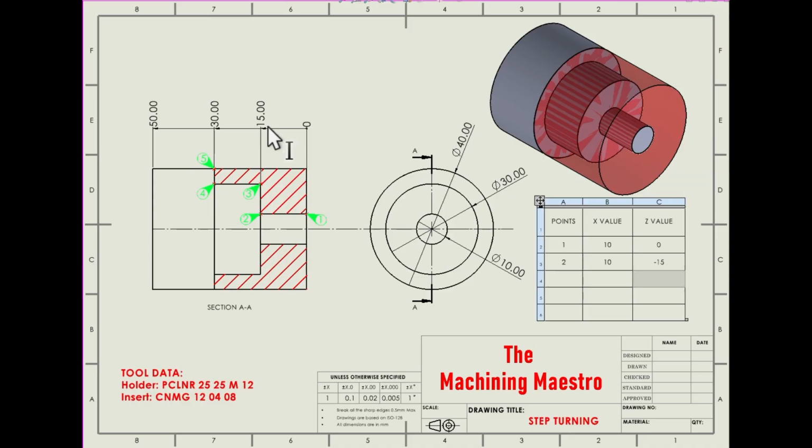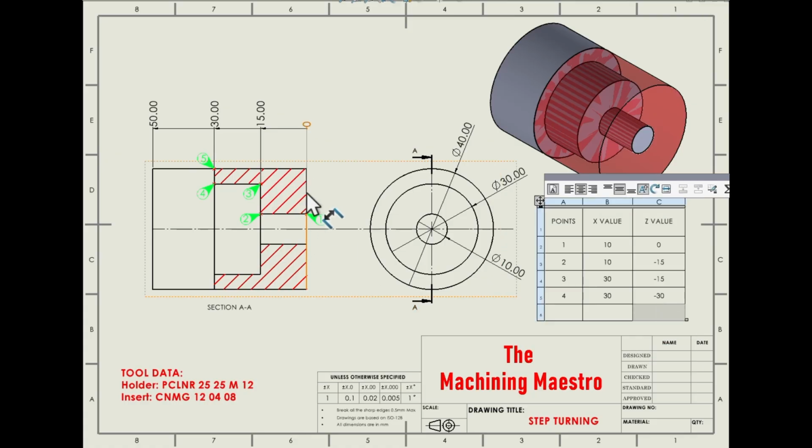Why am I writing minus? Because we are going in the left direction or negative direction, that's why I'm writing minus 15. Now coming to point number 3, the x value is getting changed, the diameter has changed to 30, so write down 30. But the z value has remained the same, so write down minus 15. Now go to point number 4. At point number 4, the x value has remained the same, so keep it like the previous point, 30, but the z value has changed to 30, so write down minus 30.